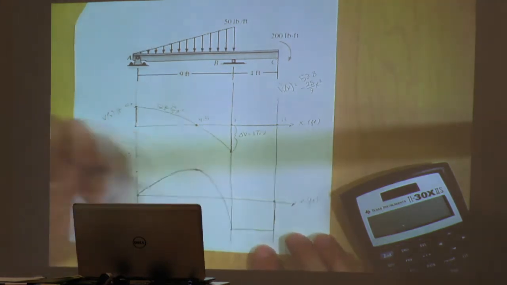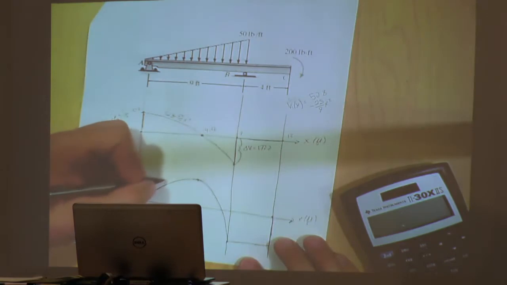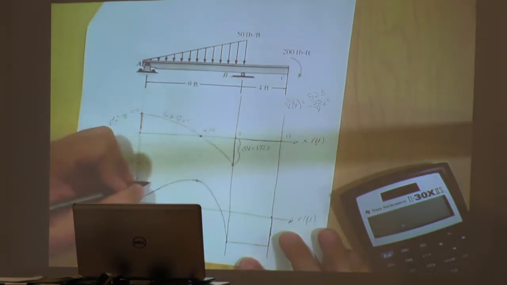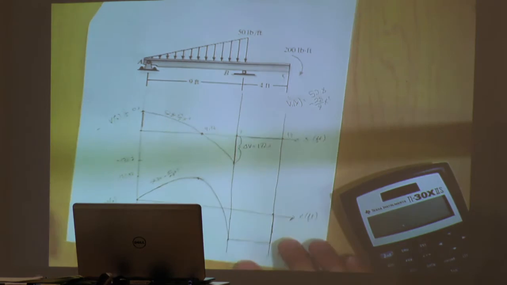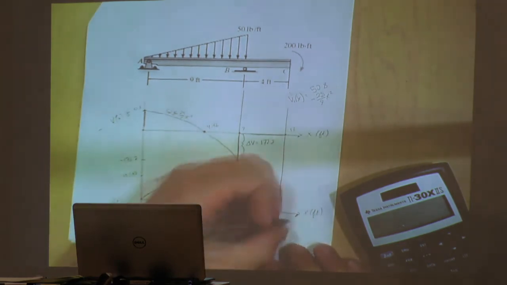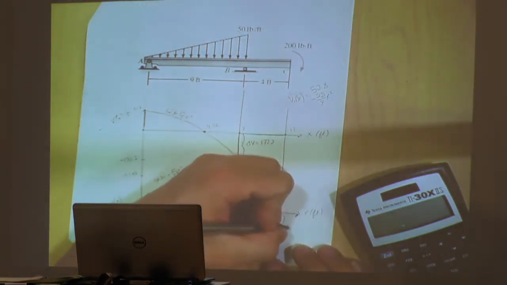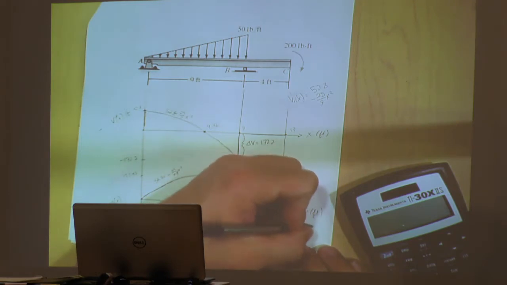And then, to finish this off, we need our function, which was 52.8x minus 25 over 27 x cubed. And then, just for clarity, this differential moment is 200.